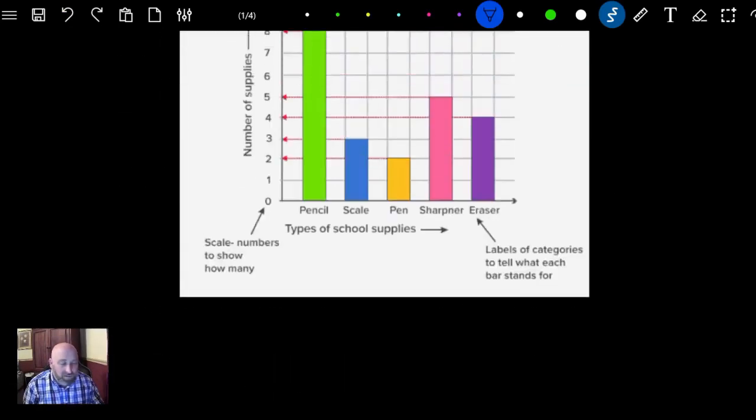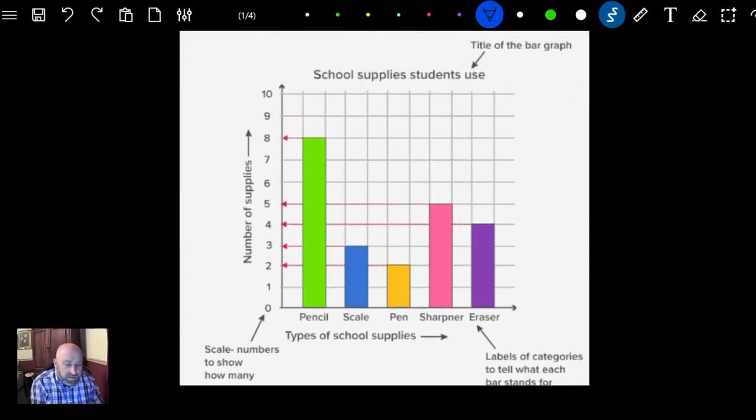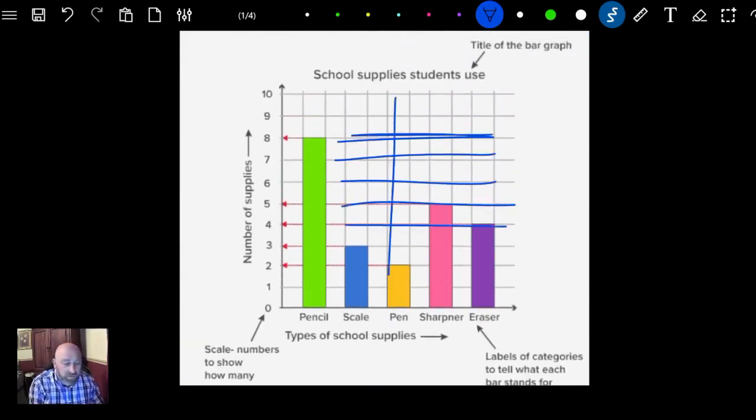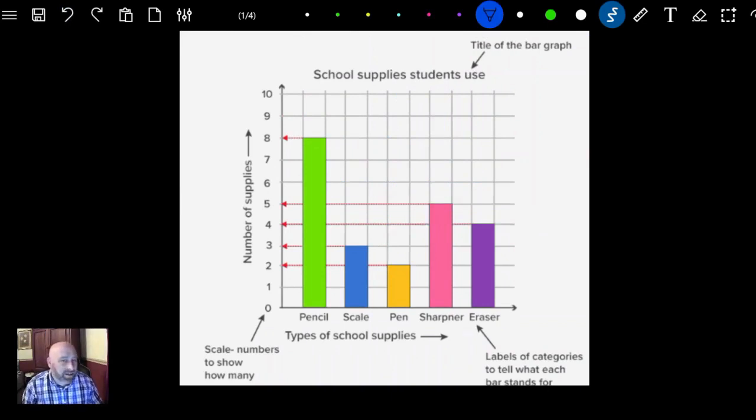The last thing that I haven't really talked about are these lines that you see on the graph. Every so often there's a different line. These lines are what's called grid lines. And what are the grid lines there for? They don't serve any purpose other than helping the person follow the line over. So for the pink bar, they can follow that grid line over to 5.